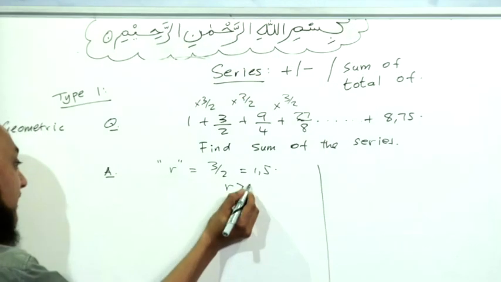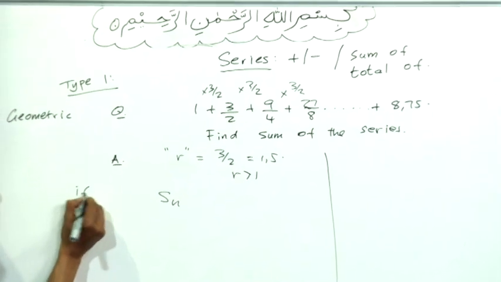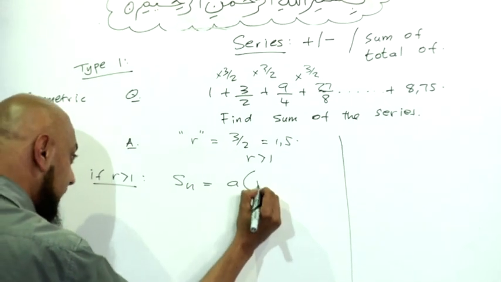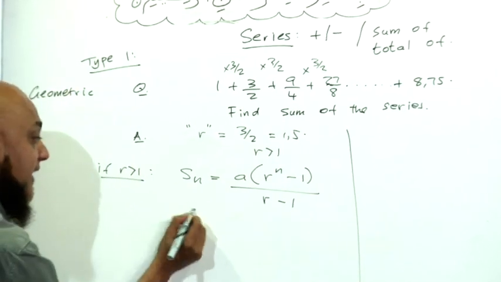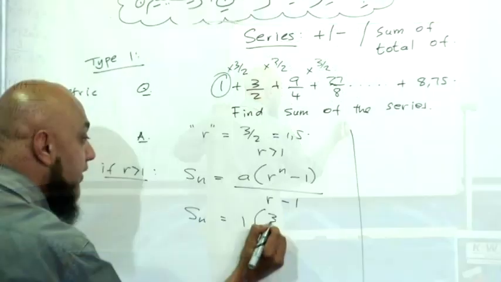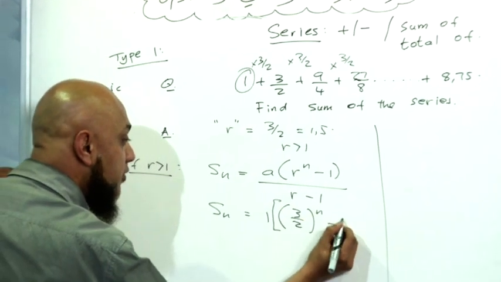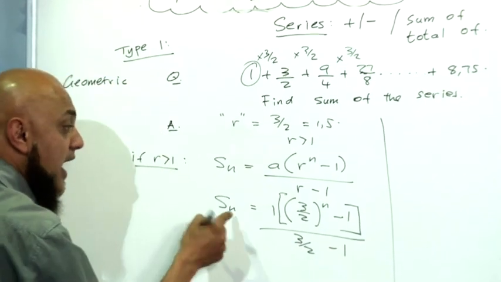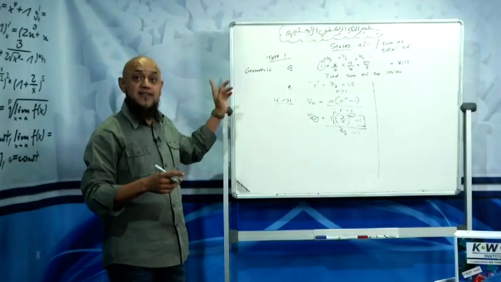Now we know r is greater than 1. So if r is greater than 1, what is our formula? Sn equals a into r to the power n minus 1, over r minus 1. Again, Sn is equal to a, the first term, 1, into r, 3 over 2, to the power n minus 1, over r, 3 over 2, minus 1. Again, what am I short of? I'm short of n. It's exactly the same as our previous one.